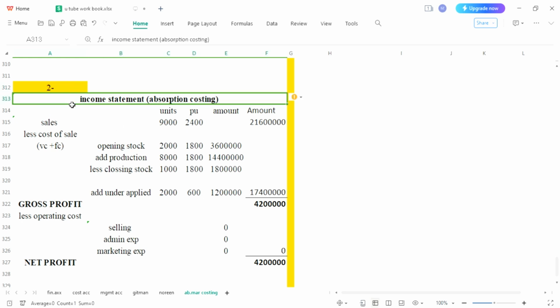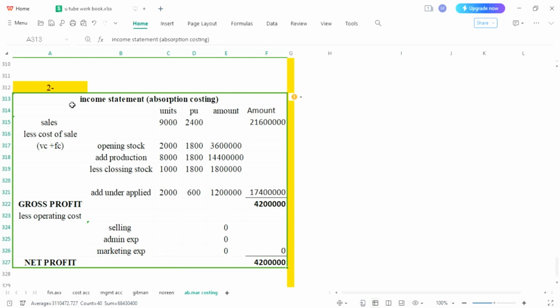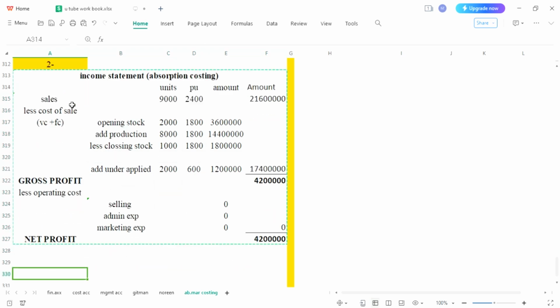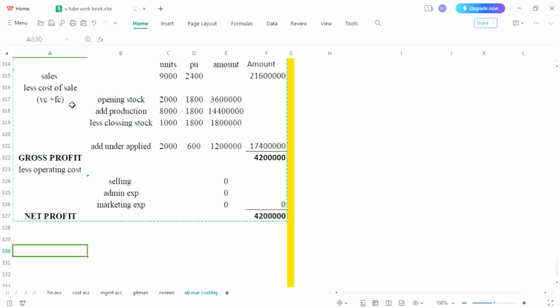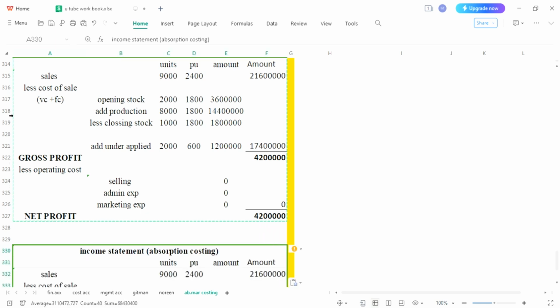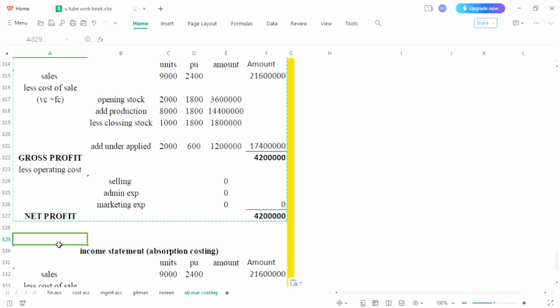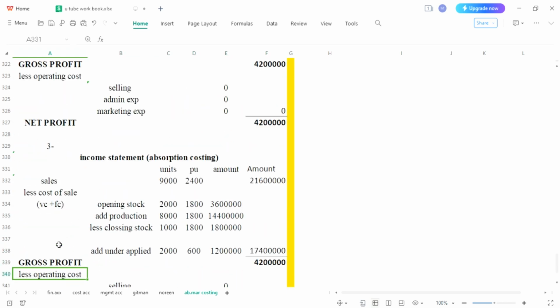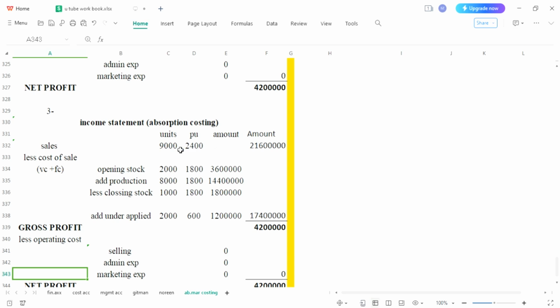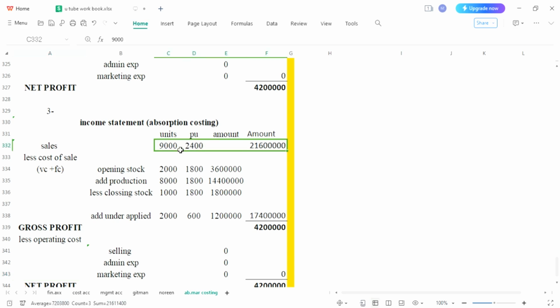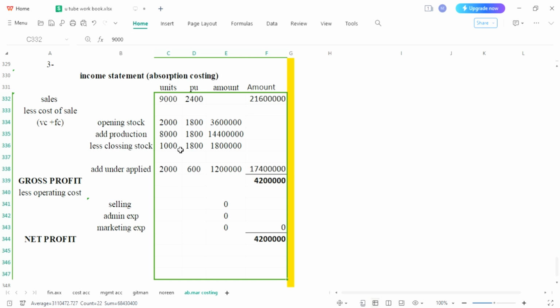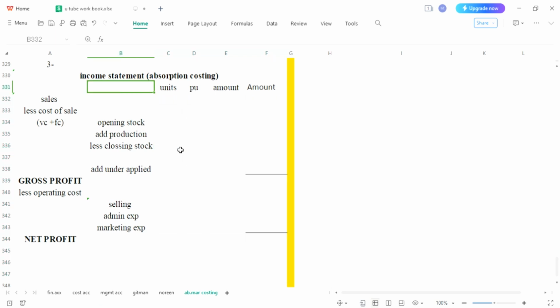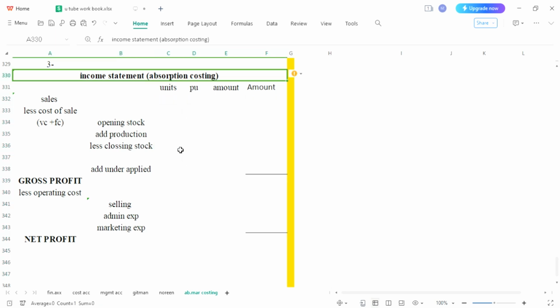Again, for the third time period, I will reuse these headings and use them to make the income statement for the third time period. And what I will do, these amounts are unnecessary, so I will erase them and will use amounts related to the third period. Okay, let's go.